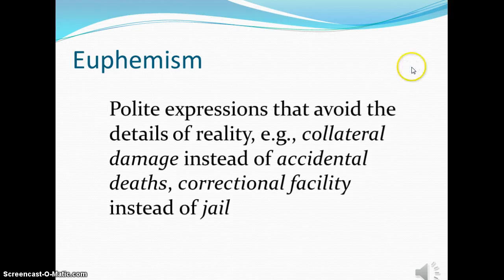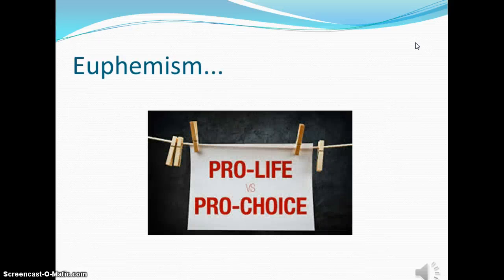Euphemism. We are talking about polite expressions that avoid the details of reality. Collateral damage, not accidental deaths. Correctional facility, not jail. Examples of these in politics. Probably the best one would be the abortion debate. We have labels like pro-life and pro-choice, but there's actually quite a long spectrum of differences from the two extremes. So in many cases, these two words, pro-life and pro-choice, actually obscure any discussion about the details.